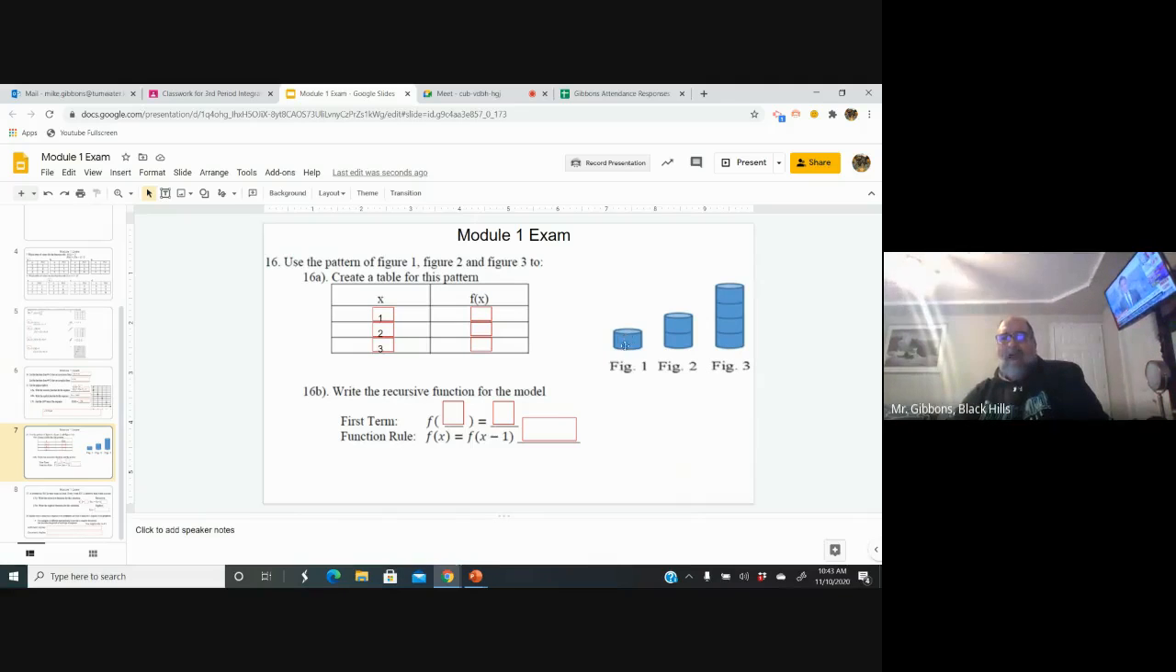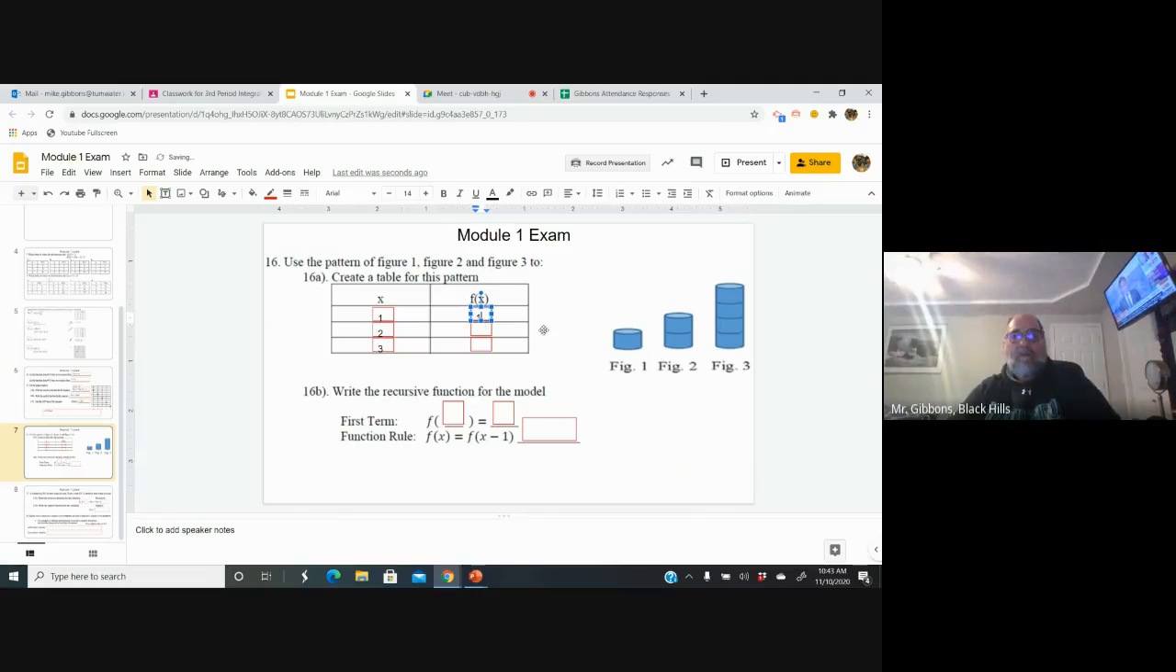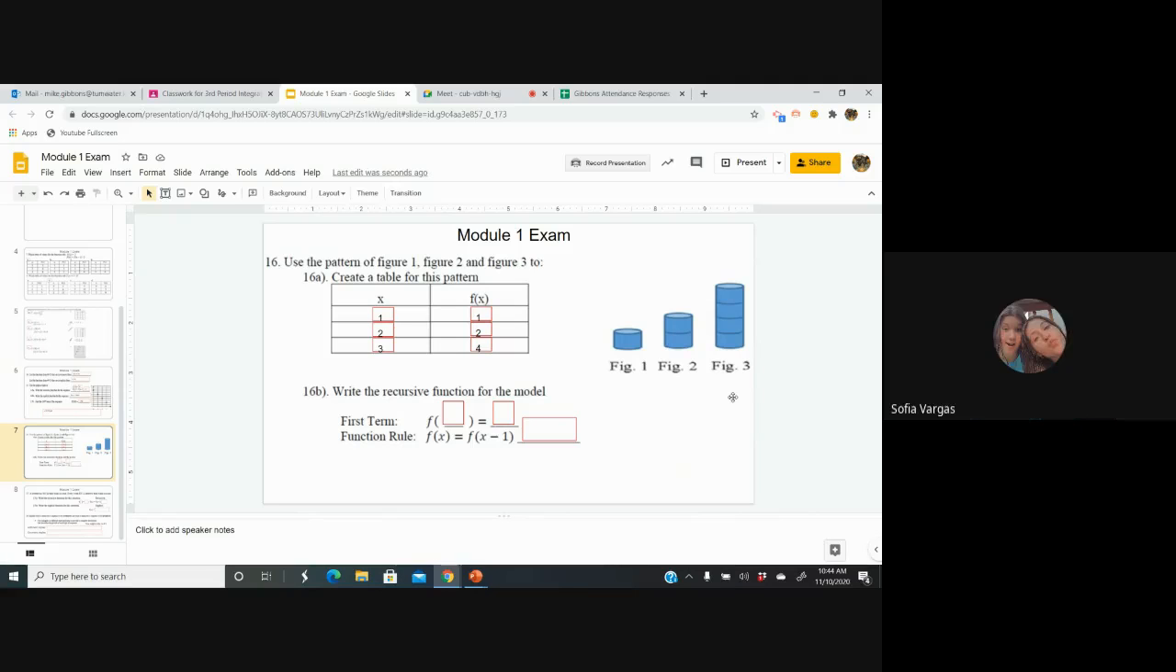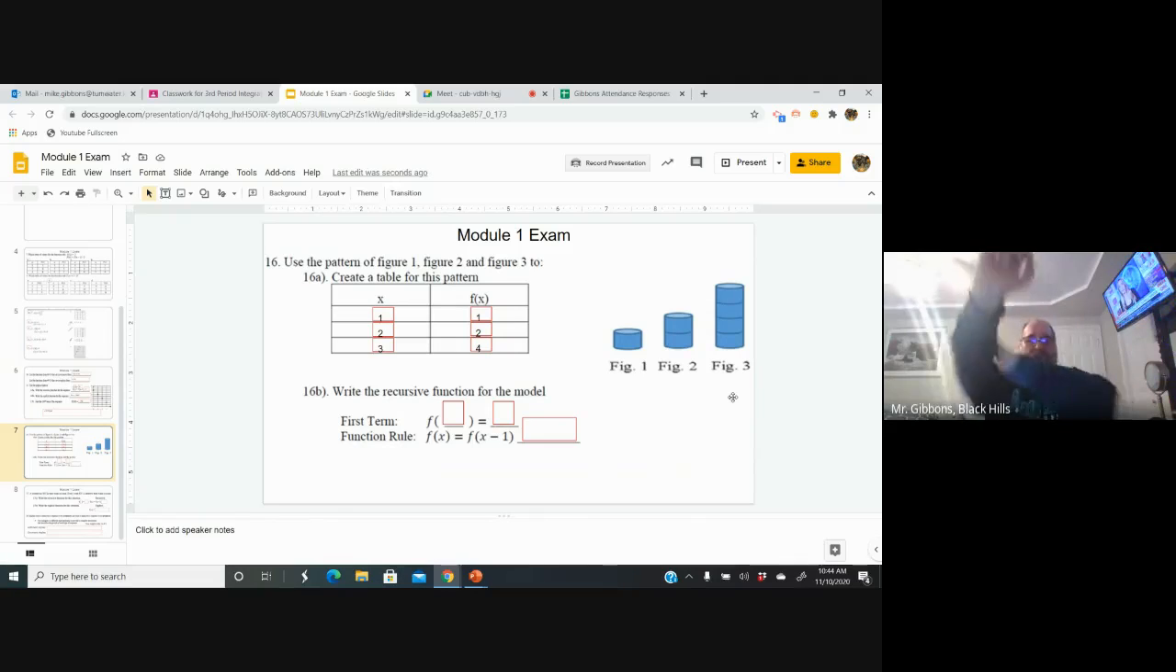And now I'm just going to count the number of cylinders. That's going to be my f of x. So in figure 1, I have 1 cylinder. In figure 2, I see 2 cylinders. And in figure 3, I see 1, 2, 3, 4 cylinders. Oh, I was thinking it would be 3, but it's actually 4. Very cool. There's my table. Is there a question on the table there? Nope. Well, good. Okay.